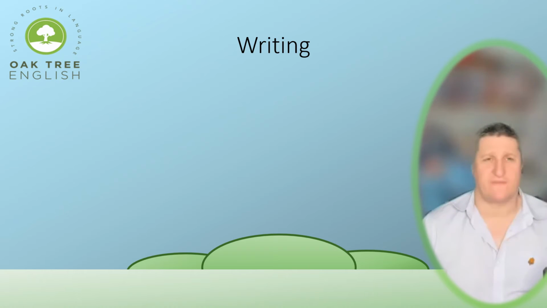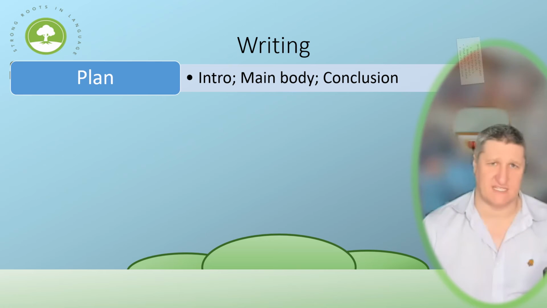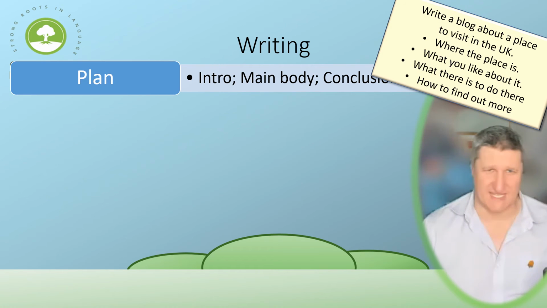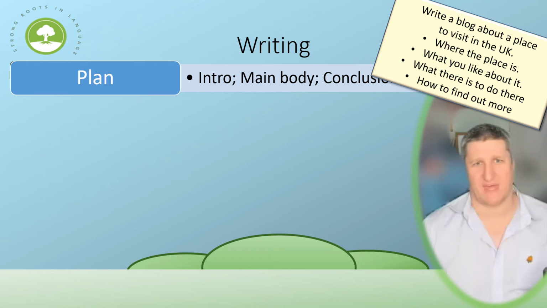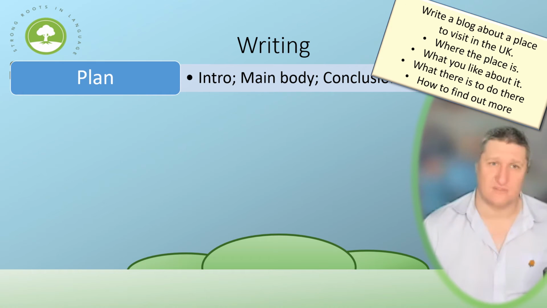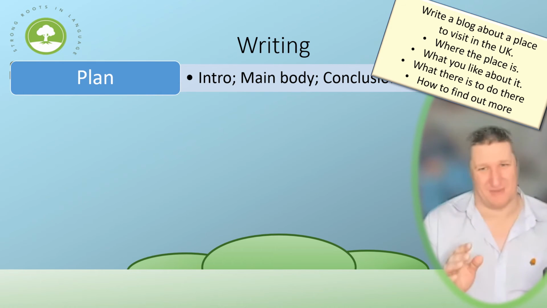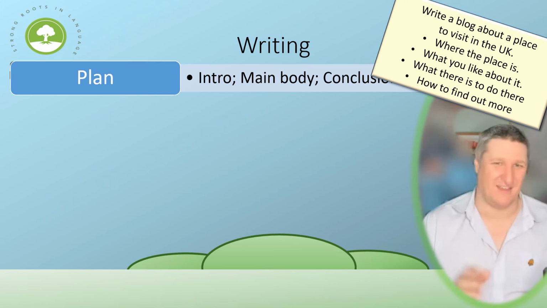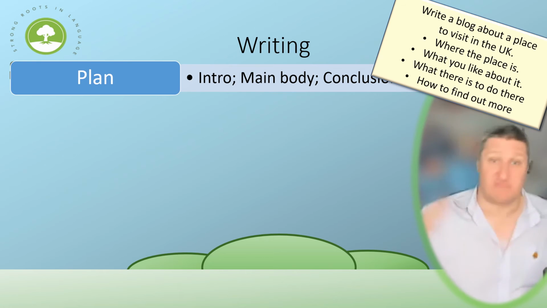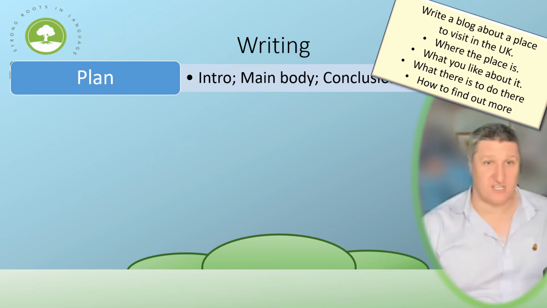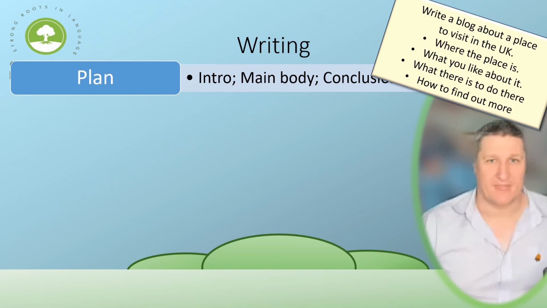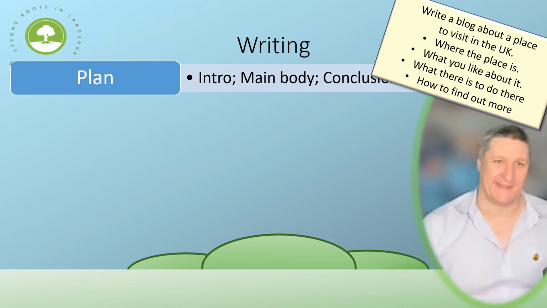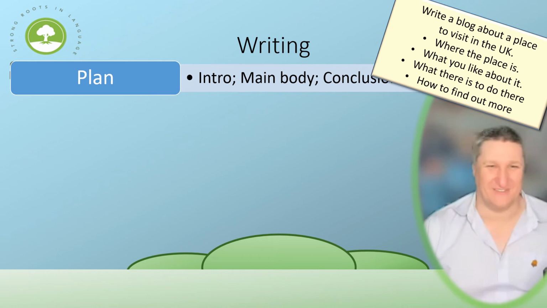You're given a task with 4 points to write about. For example, write about a place to visit in the UK. Where the place is, what you like about it, what there is to do there, how to find out more. That sort of thing. Remember, you will not be marked on the accuracy of the information, only the quality of your writing. So, if you want to write that there is a roller coaster that goes over, under and through Stonehenge, it won't lose you any marks. It might be a bit silly, but it won't lose you any marks.